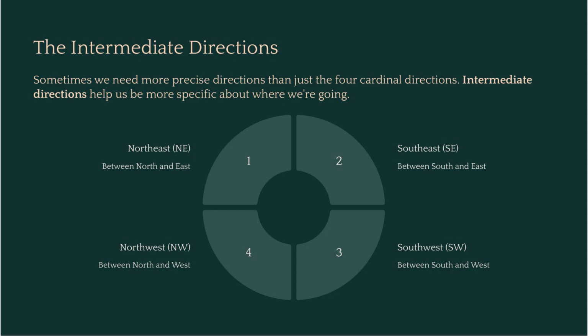Sometimes, just saying I'm going north isn't specific enough. What if you're traveling between north and east? That's where the intermediate directions come in. These directions, northeast, southeast, southwest, and northwest, help us give much more accurate instructions. If you're on a hiking trail, for example, knowing to head northwest instead of just north could be the difference between reaching your destination and getting lost. They make navigating a real landscape much easier.